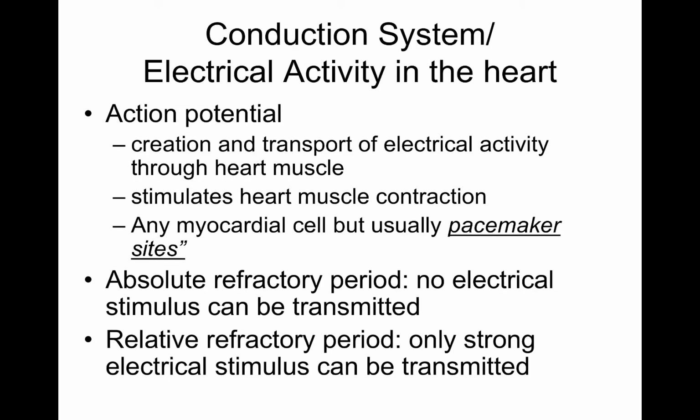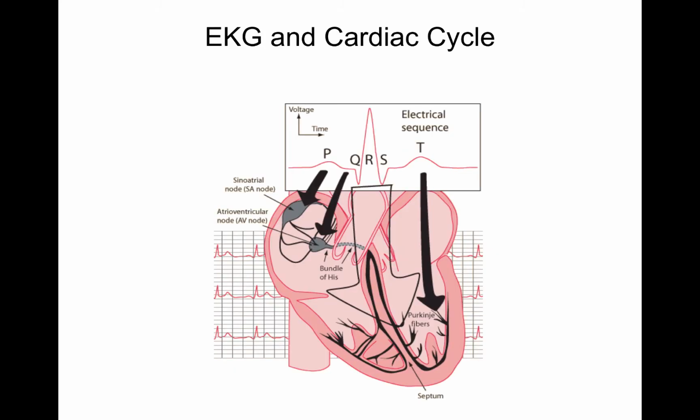So action potential in the heart is the creation and transport of electrical activity throughout the heart muscle. Within the heart muscle, we have myocardial cells that are usually pacemaker sites, which we're going to talk about. And we're going to talk about the absolute refractory period and the relative refractory period in relationship to EKG tracings. So this is your common EKG tracing that you will see here, the P wave, the Q, and the R, and the S, as well as the T.